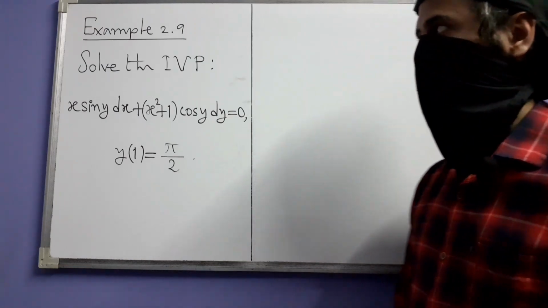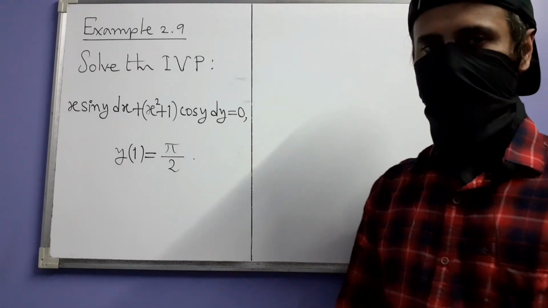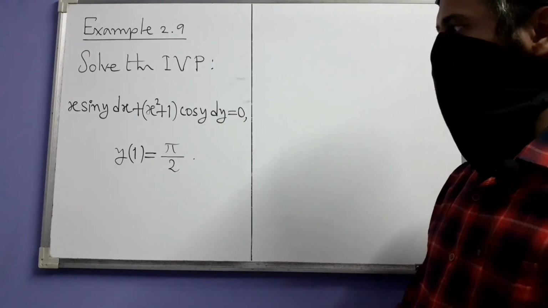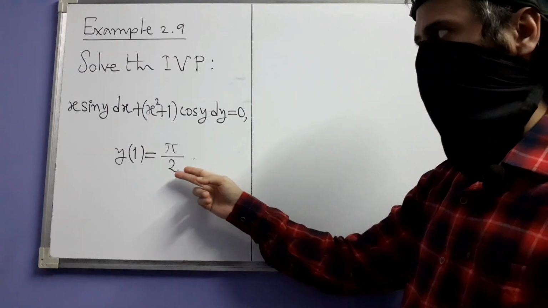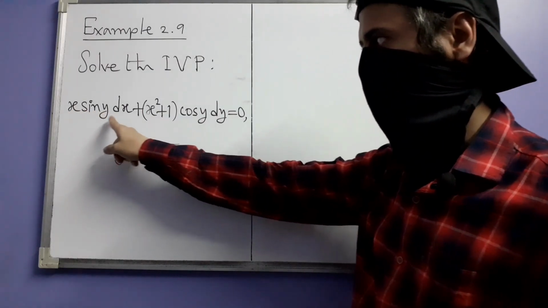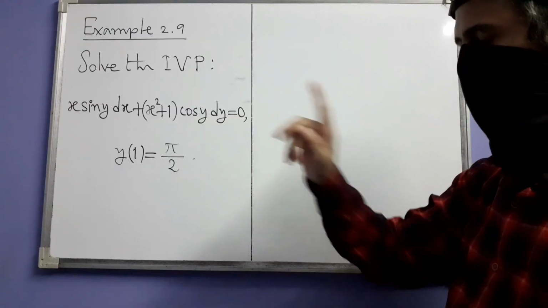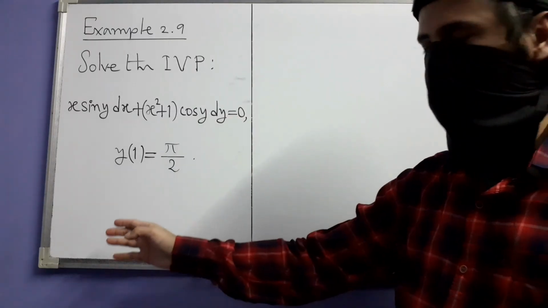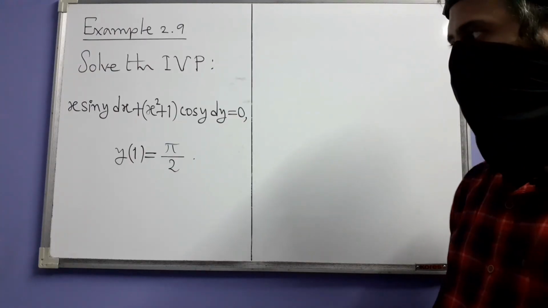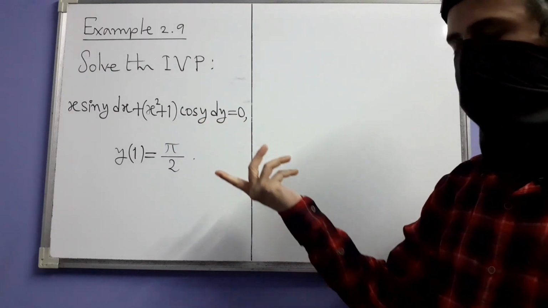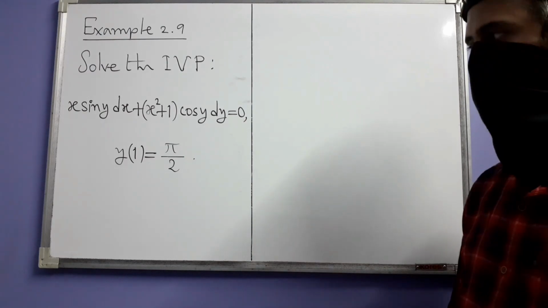Next we have example 2.9, and here we have to solve this initial value problem, this IVP, consisting of this differential equation and this initial condition. The equation is x sin y dx plus (x square plus 1) times cos y dy equal to 0, and the initial condition is y of 1 equals pi divided by 2. So you can see that the equation is in variable separable form, so that's how we are going to proceed.